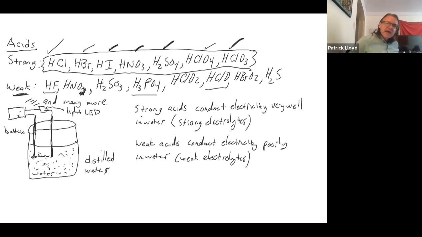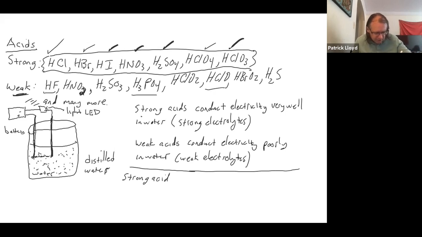Okay, so strong acids conduct well, strong acids, strong electrolytes. Weak acids conduct poorly, weak acids, weak electrolytes. Now, why is that? What is actually happening? From a relatively simple description, what we can do is we can say the following. If you have a strong acid, and I'll use HCl as the example, when you put it into water, it will form H+ and Cl-. These are the electrolytes.